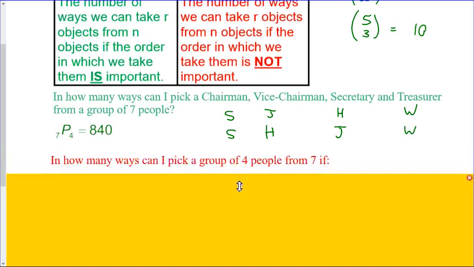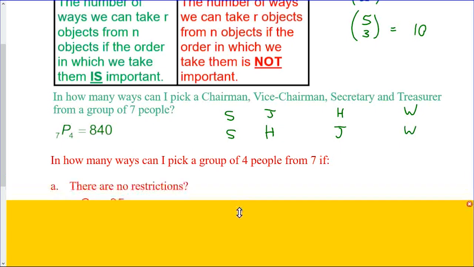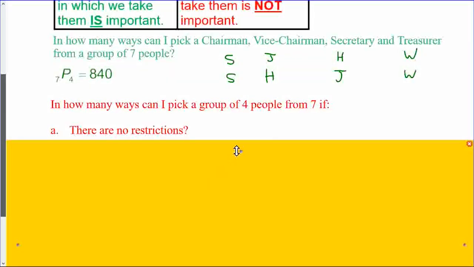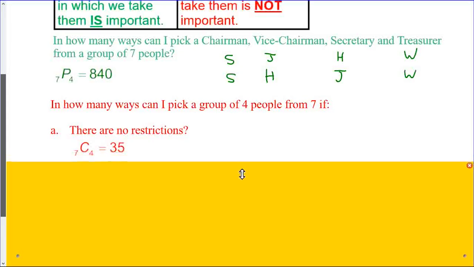Right. In how many ways can I pick a group of 4 people from 7 if there are no restrictions? Well, this is just a combination. The order is not important, so it'll just be 7 combination 4, which is 35. Remember, I could also write that as 7, 4, like that.